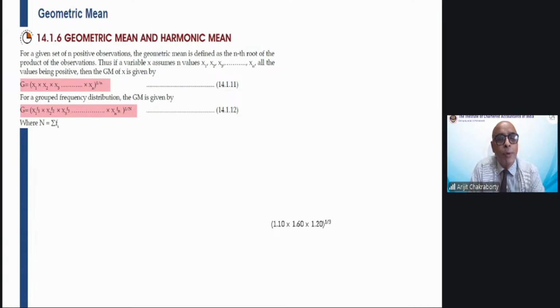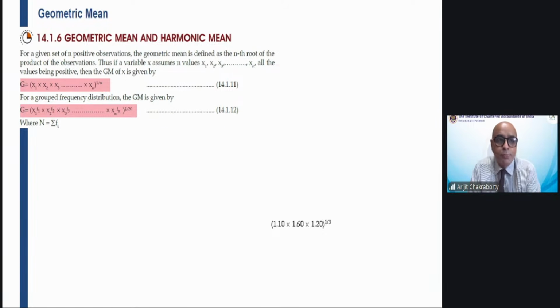But in case of geometric mean, if a variable x is assuming different values x1, x2, x3, you see the first condition here is that all the values have to be positive. If any of the value is negative, then geometric mean cannot be computed. Similarly, if any of the value is 0, then also geometric mean will not be the appropriate measure.